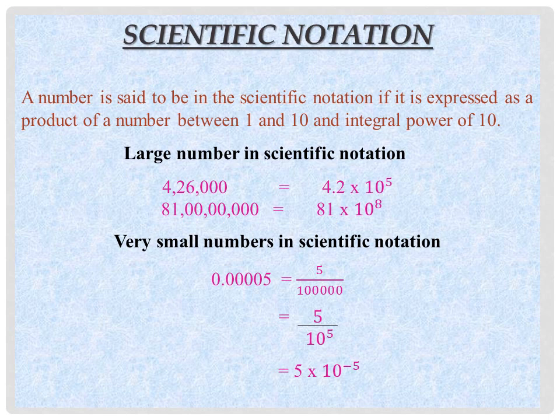Now we convert very small numbers into scientific notation. As you see here, 0.00005. First of all, we remove the decimal by putting the denominator 100,000. It means 5 upon 10 raised to power 5. And this 10 raised to power 5 comes to the numerator, and the power becomes minus 5. So we will get 5 into 10 raised to power minus 5.